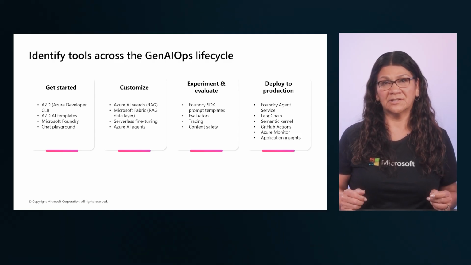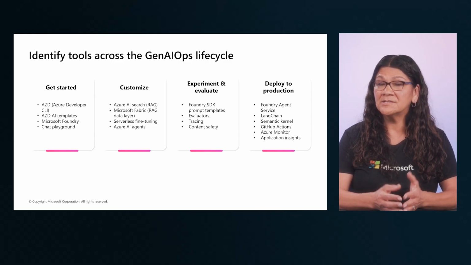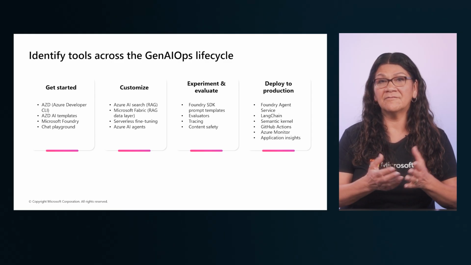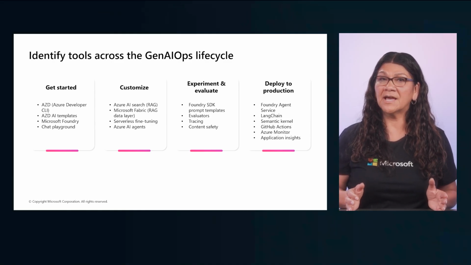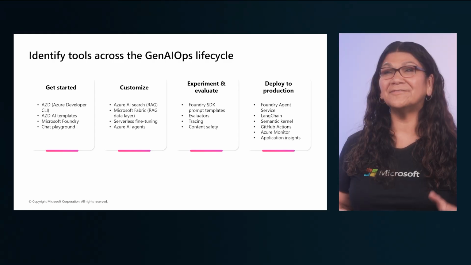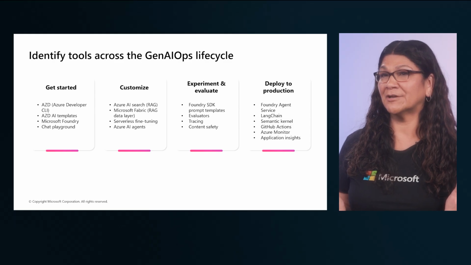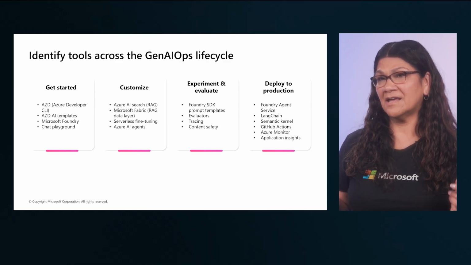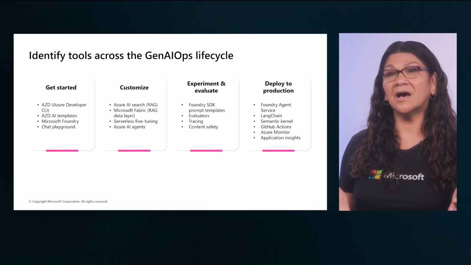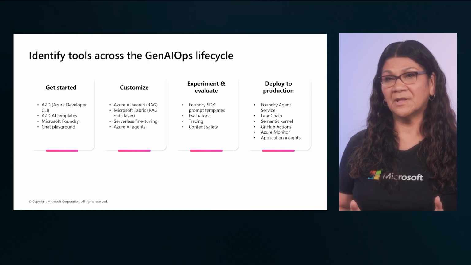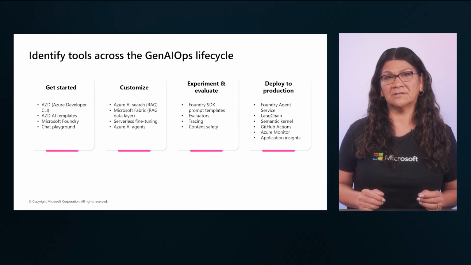and tool integrations. They then experiment and evaluate using prompt templates, evaluation frameworks, and tracing to measure behavior and improve responses. Finally, the agent moves to production, where services like Foundry, Agent Service, GitHub Actions, and Azure Monitor provide deployment, automation, and observability. Consider a company building a customer support AI agent.